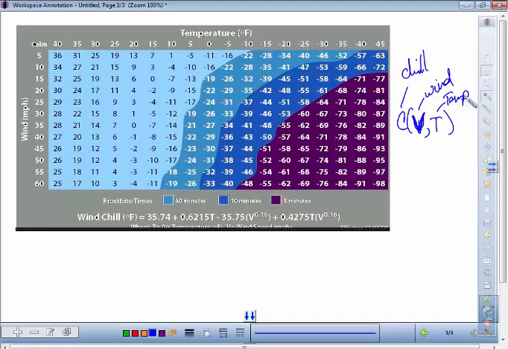So what they're saying, for example, is that if the wind is blowing 20 miles per hour and the temperature is 10 degrees Fahrenheit, then the wind chill factor makes it actually feel like it's 9 degrees below zero.